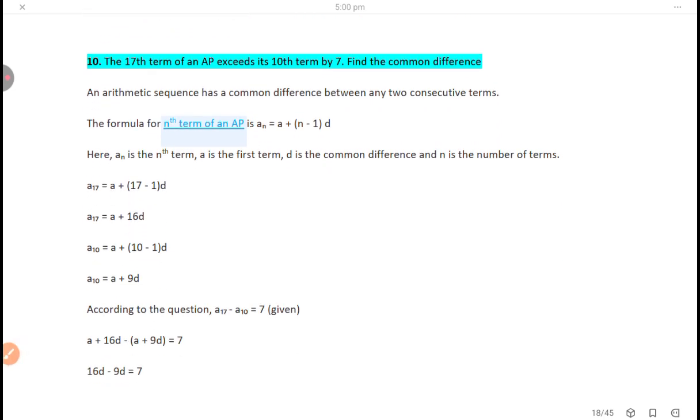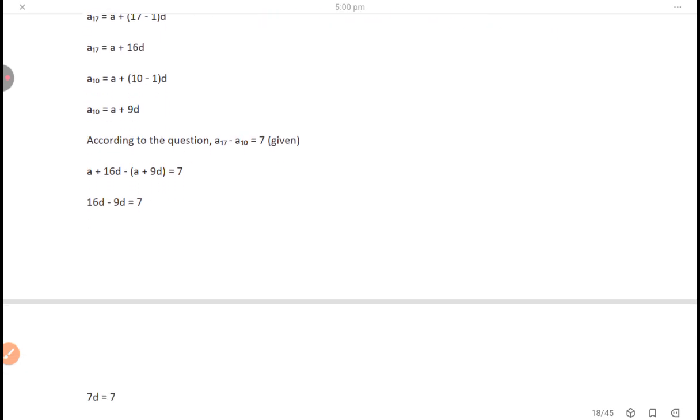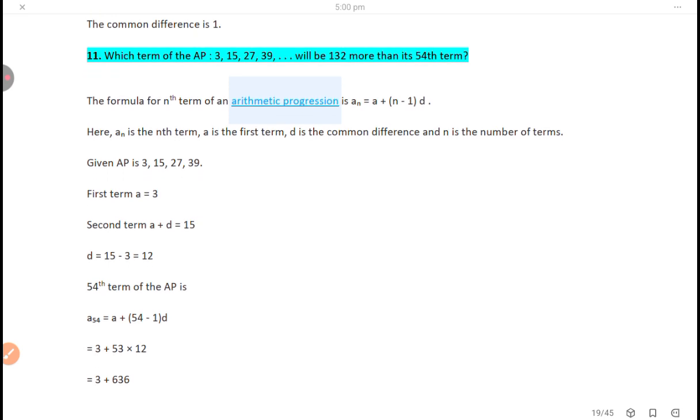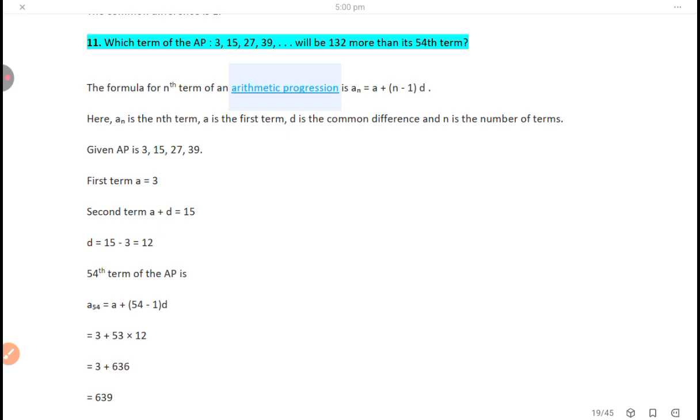So similarly, you can do the 10th question also. Just go through it and find the common difference. And 11th term also you can do like that only, with the arithmetic progression formula an equal to a plus n minus 1 d.